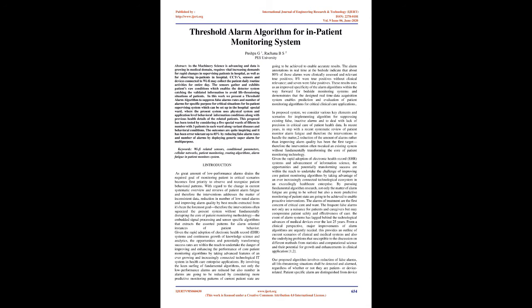Introduction. A great amount of low-performance alarms drains the required goal of monitoring patients in critical scenarios, so it becomes the first priority to observe and recognize patient behavioral patterns. With regard to the change in the current systematic overview and reviews of patient alarm fatigue, the interventions address the matter of inconsistent data, reduction in the number of low-rated alarms, and improving alarm quality by extracting the best results from it, which has been the foremost goal.